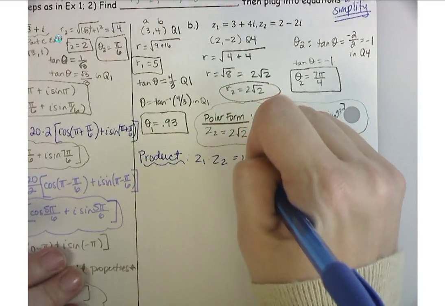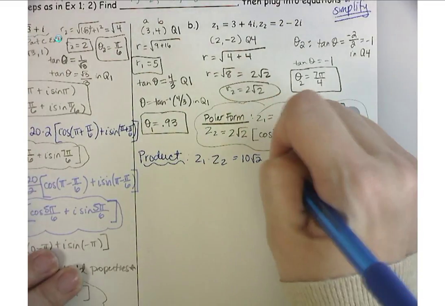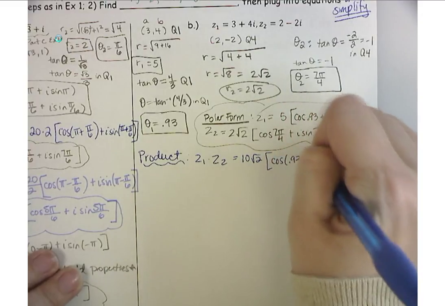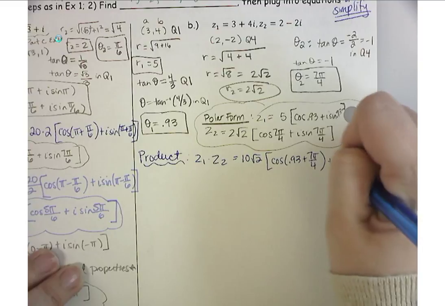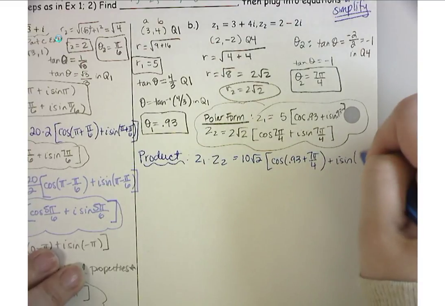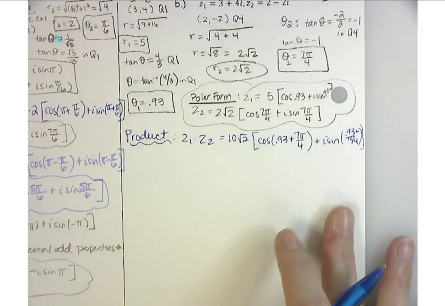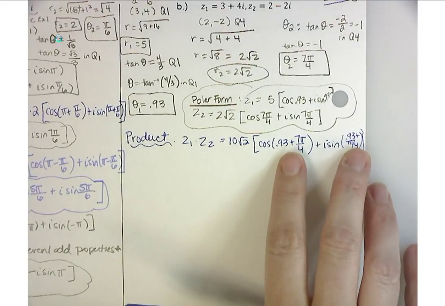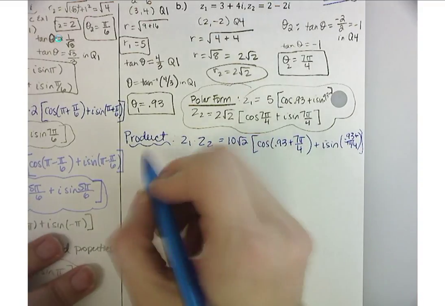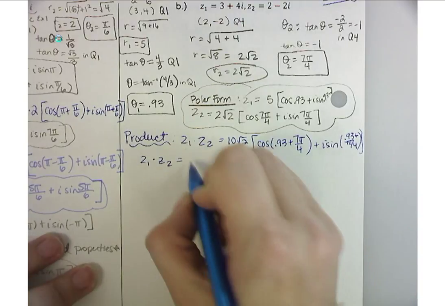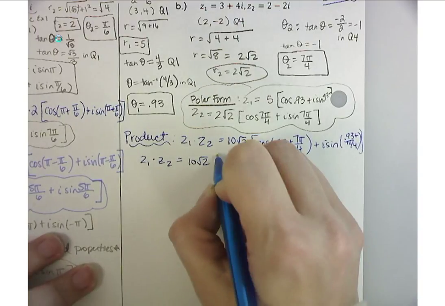10 root 2. Then I have the cosine of 0.93 plus 7 pi over 4 plus I sine of 0.93 plus 7 pi over 4. And I'm going to add those together. When you're doing your homework, you don't have to write that part out. You can obviously just do that calculation. Just for your notes, I want you to see where that comes from.